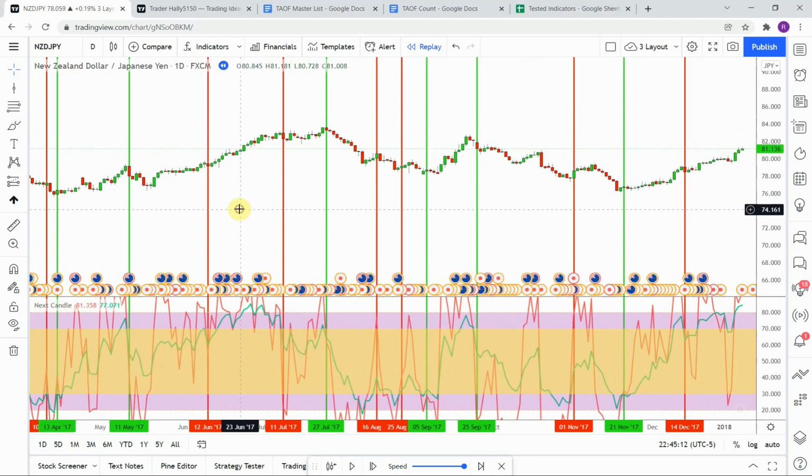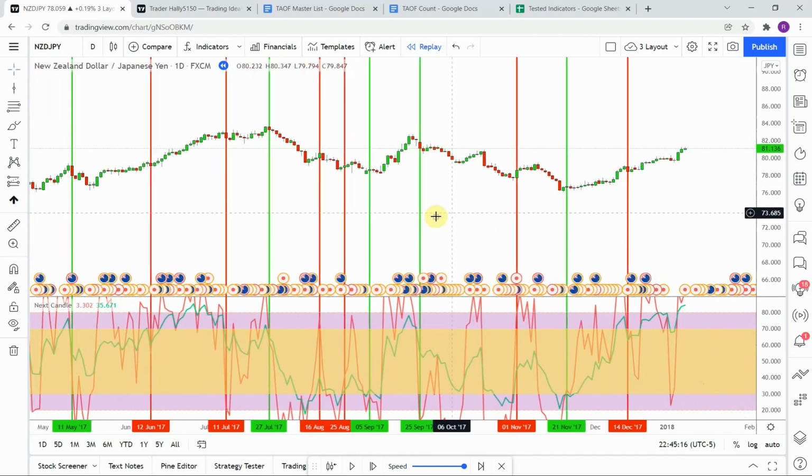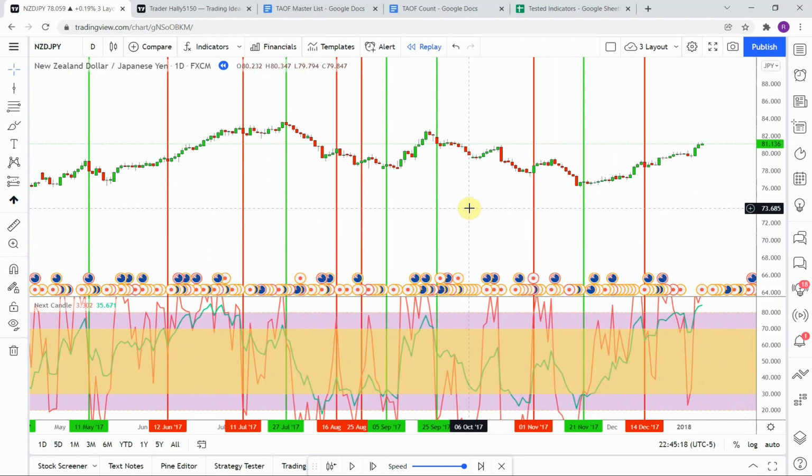But there were also some decent signals that took place, and so yeah, it's a shame this one wasn't able to do a little bit better, but nonetheless, it is going to go on the no list, and we will move on to the next indicator from here.